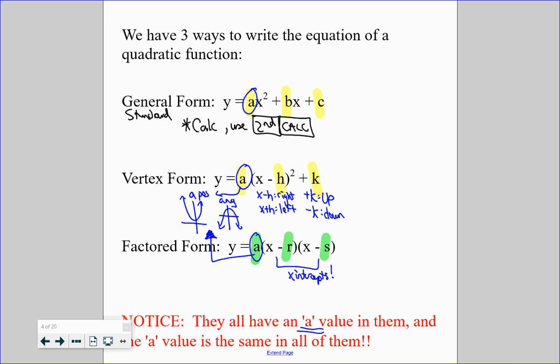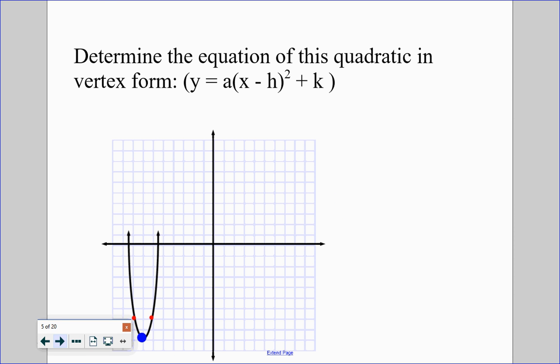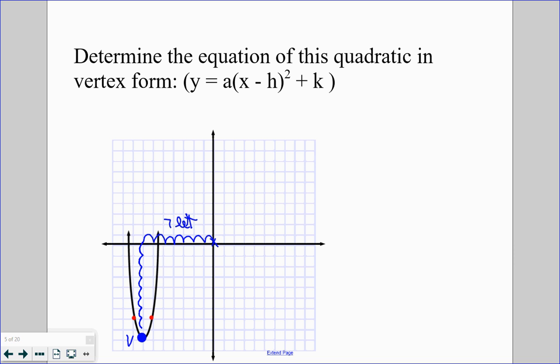So what we're going to do with this information is find the equation of this quadratic. The first one we're going to do is vertex form. For vertex form here, here's our vertex right down here. We always start from the origin, and we're just going to count and figure out where this is at. 1, 2, 3, 4, 5, 6, 7. So it went 7 left. And 1, 2, 3, 4, 5, 6, 7, 8, 9 down.